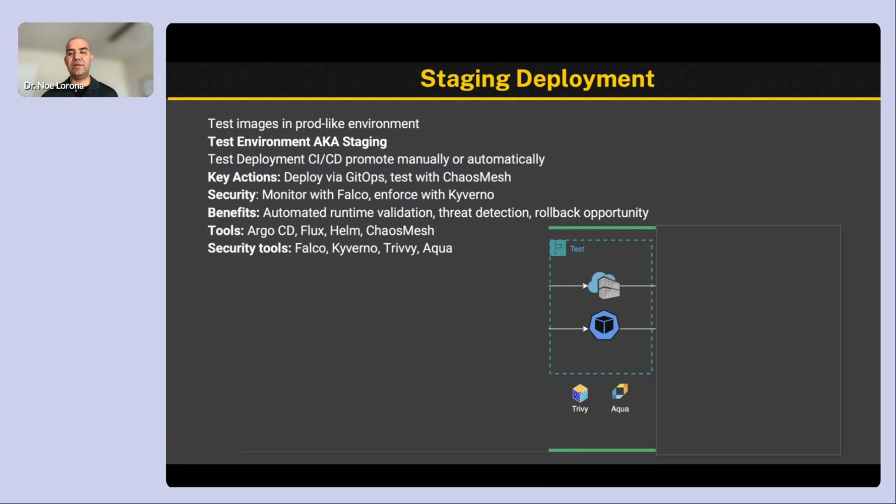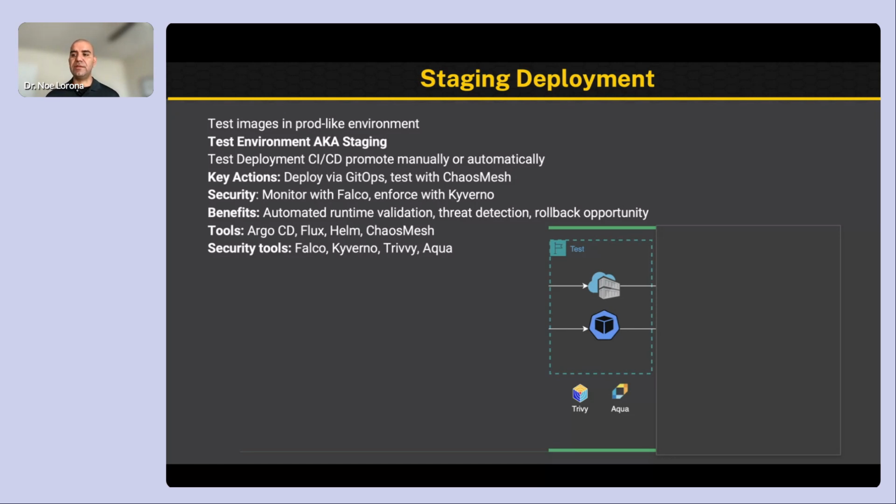And I highly recommend this one. I think a lot of people talk about it, but never really execute it, which is using things like Chaos Mesh to stress test and validate assumptions. Test whether a change might be a breaking change, and really push the boundaries of those images to ensure that they're reliable. You can also continue to enforce security here. Tools like Falco can monitor runtime behavior, and you can keep policies enforced with Kyverno or OPA.